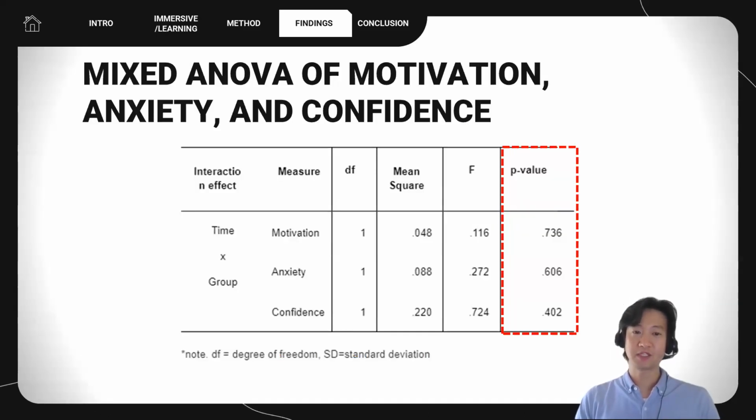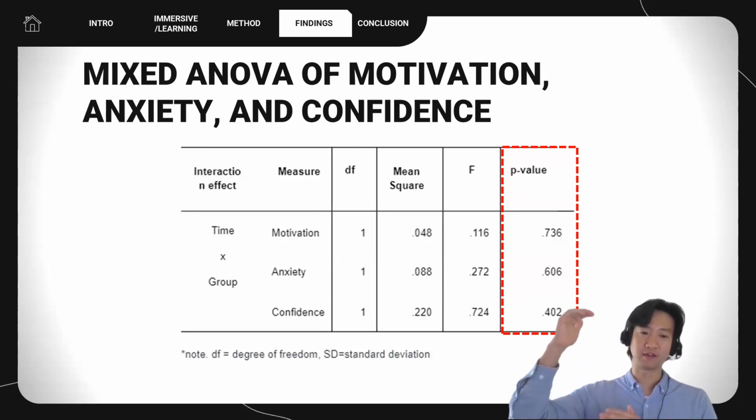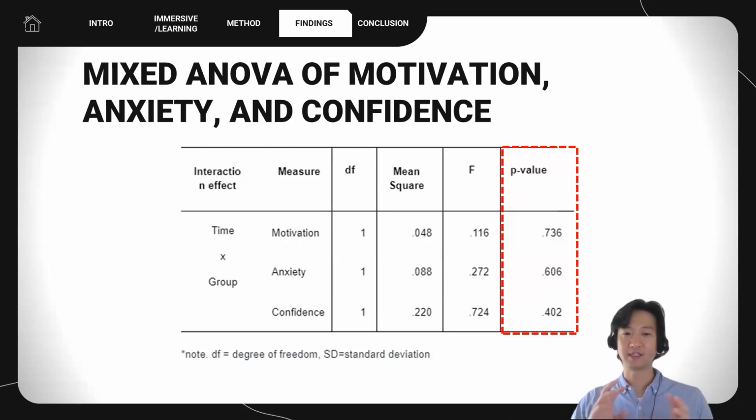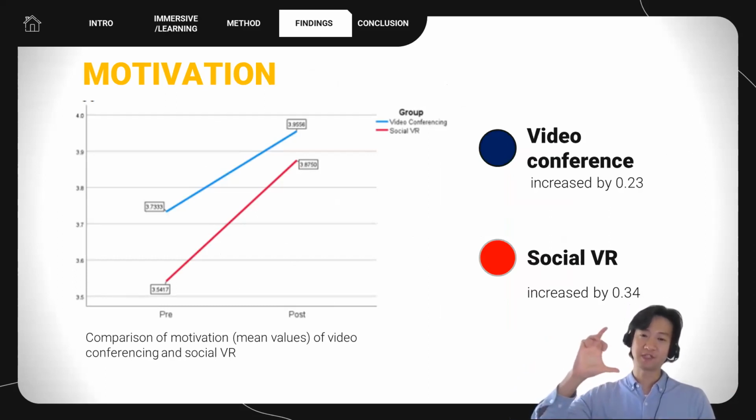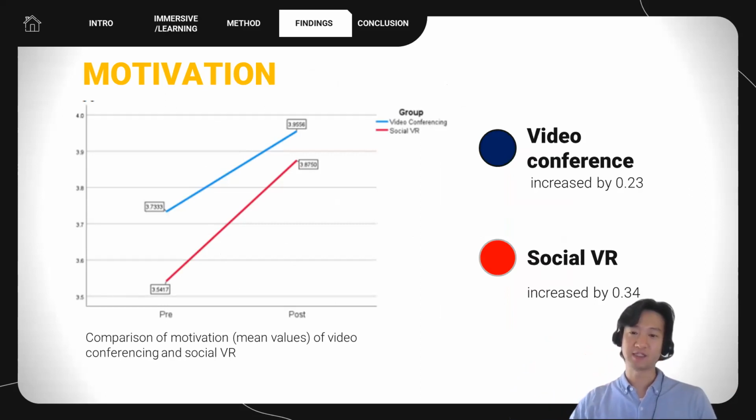We also measured the interaction effect, which is how, as time goes by, pre and post, social VR versus video conferencing differ, and whether there is any significant difference. But there was no interaction effect for these three measurements. For motivation, as you see here, pre and post, video conferencing is higher than social VR. But if you look at the amount of increase, social VR is even higher.